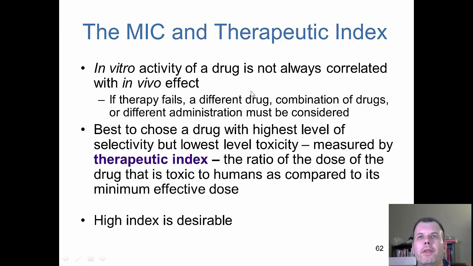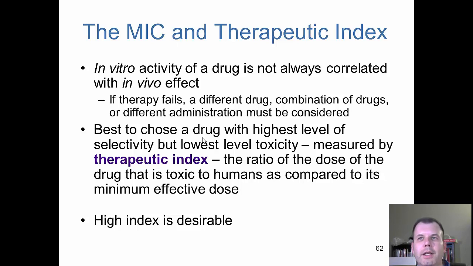All right. And then the last thing is the MIC and the therapeutic index. This is basically measuring the lowest possible concentration to kill the bugs that won't cause toxicity issues in humans. So if you get something that's very toxic to humans, you want to give it in the lowest amount of concentration, and that concentration still be effective in killing those bacteria. And so that's the idea of this therapeutic index.